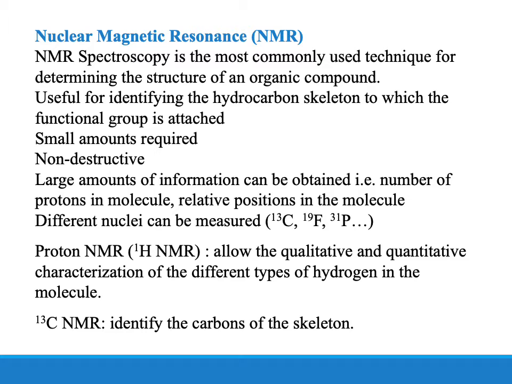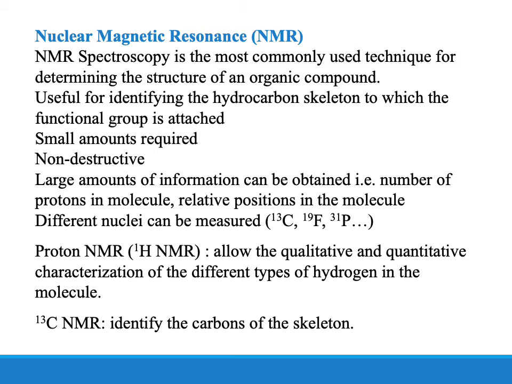We can determine the structure of an organic compound, and it is useful for identifying the hydrogen skeleton to which the functional group is attached. We can use a small amount of material to identify. It's a non-destructive test, and a large amount of information can be obtained. For example, the number of protons in the molecule and their relative positions in the molecule. Different nuclei can be measured, like carbon, fluorine, and phosphorus.